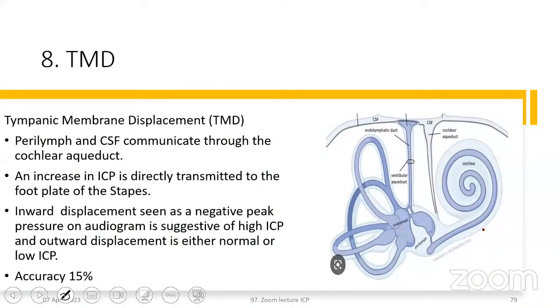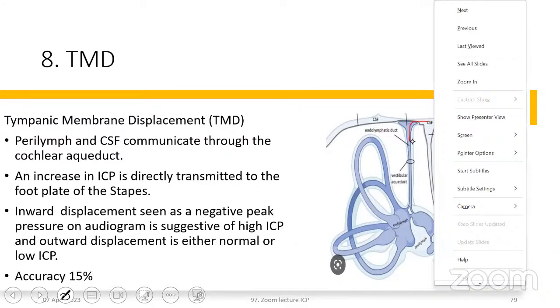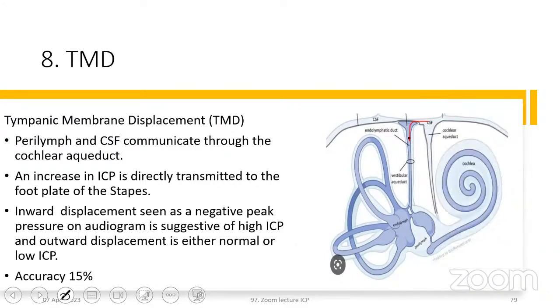One interesting thing is tympanic membrane displacement. Perilymph and CSF communicate through the cochlear aqueduct, which you can see here, and this is the CSF. The perilymph and CSF communicate through the cochlear aqueduct.